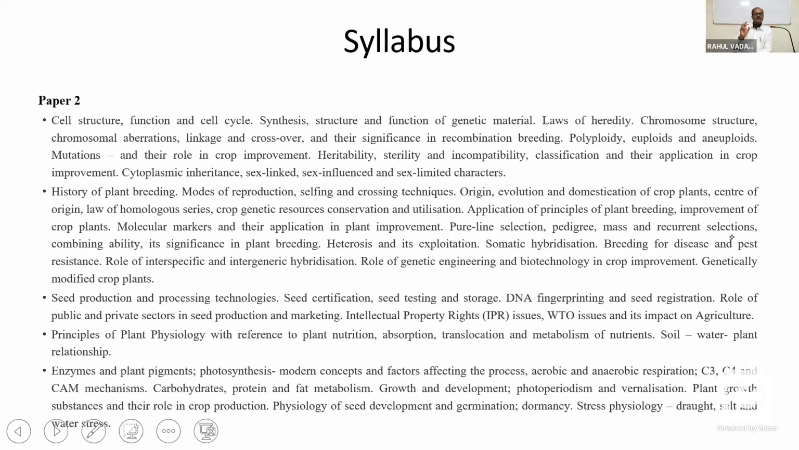Plant growth substances, again specific. They can ask auxins and all these things. Dormancy, again the question can be asked on this.